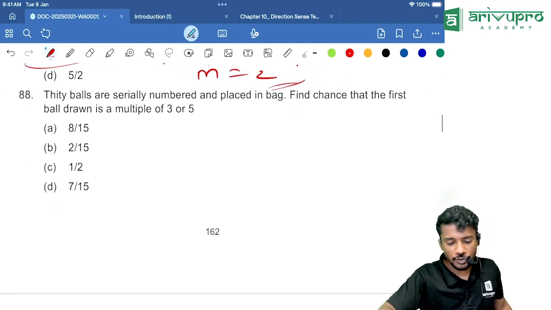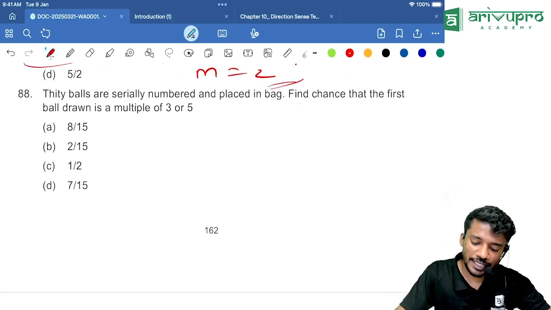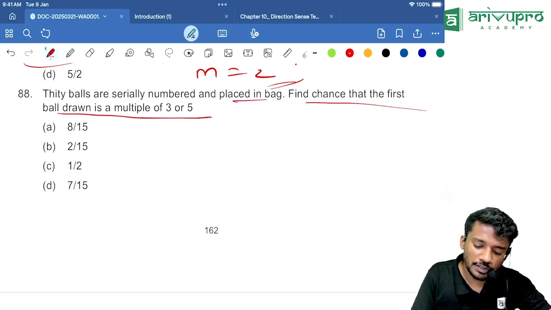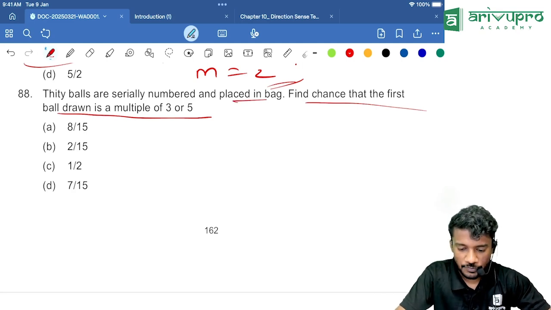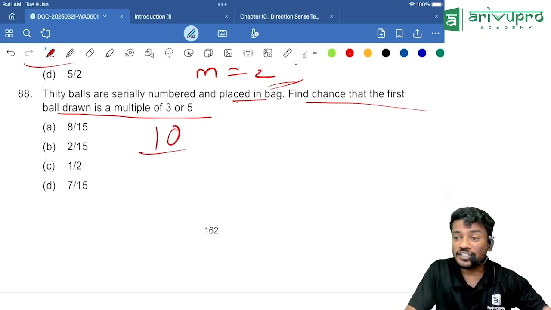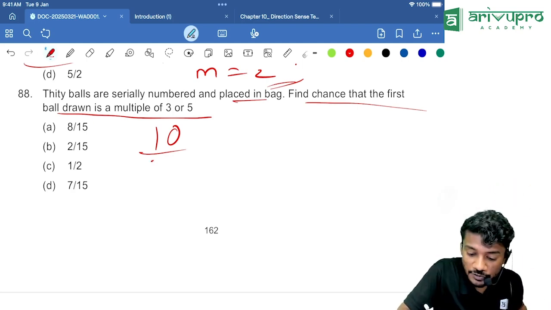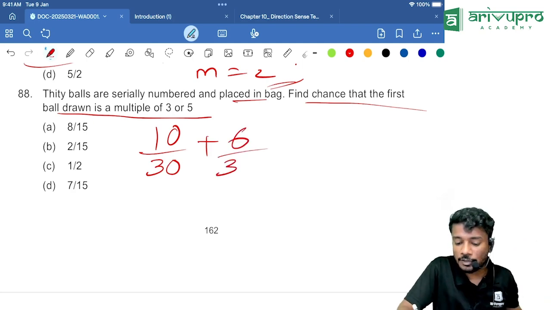Now look at the question. 30 balls are serially numbered and placed in a bag. Find the chance that the first ball drawn is a multiple of 3 or 5. How many balls are there in total? 30 are there. So P of 3 will be how much? From 30, 10 are divisible by 3. Plus, how many are divisible by 5? 6 are divisible by 5.